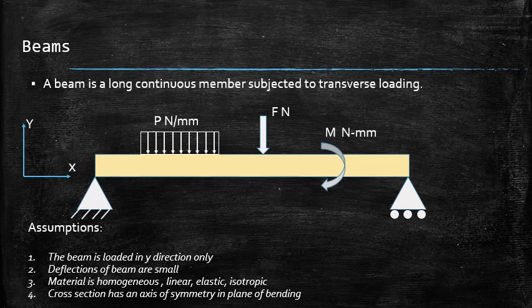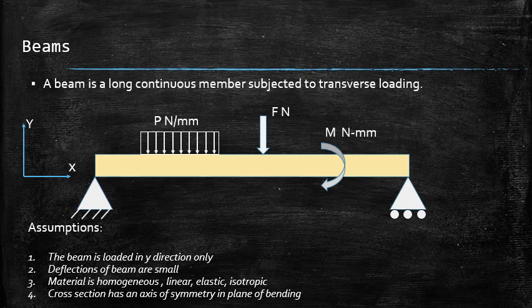Before applying finite element method to the problems of beam, we will make certain assumptions which are as follows. The beam is loaded in y direction only, that is only transverse loading will be there. The deflection of beam is very small. So what do you mean by small deflection? That also we will see as we move ahead. The material of beam is homogeneous, linear, elastic and isotropic. Cross section of beam has an axis of symmetry in the plane of bending.